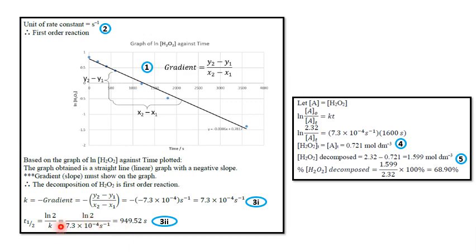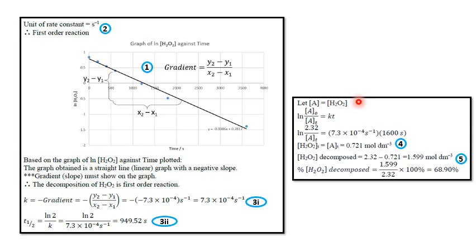Then the next question asks about the half-life. Based on the formula, the half-life for a first order reaction is ln 2 over k. The k value we can get from the graph. First, you need to find 2 points and label them x1, y1 and x2, y2. Based on these 2 points, you find the gradient: y2 minus y1 over x2 minus x1. Then you will get the value. This value is the k value with unit per second, because this is the rate constant. Then substitute the k value into the formula and you will get the answer, 949.52 seconds. Always remember, the final answer must have a unit. Without a unit, the final answer is wrong.